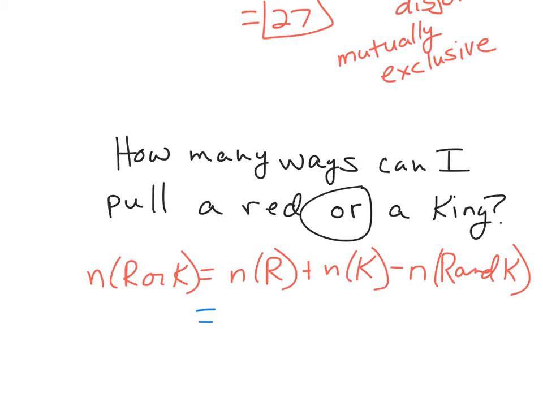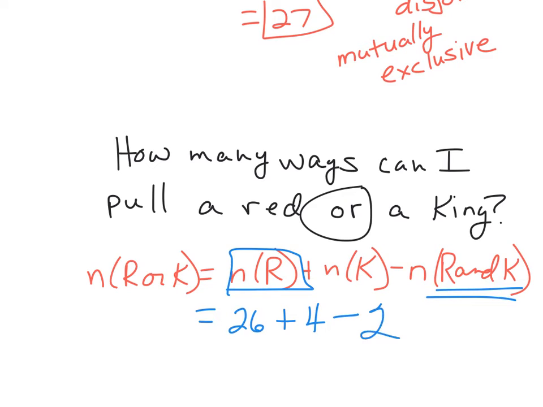I hate to ask Katie because she's still learning about cards. So let's just go to Brandon here. Brandon, how many ways can I pull a red card? 26. How many ways can I pull a king? 4. There's a king of hearts, a king of spades, a king of clubs, and a king of diamonds. There are 4 kings in the deck. Minus, Brandon, how many cards are both red and king? 2. What are they? The king of hearts and king of diamonds.